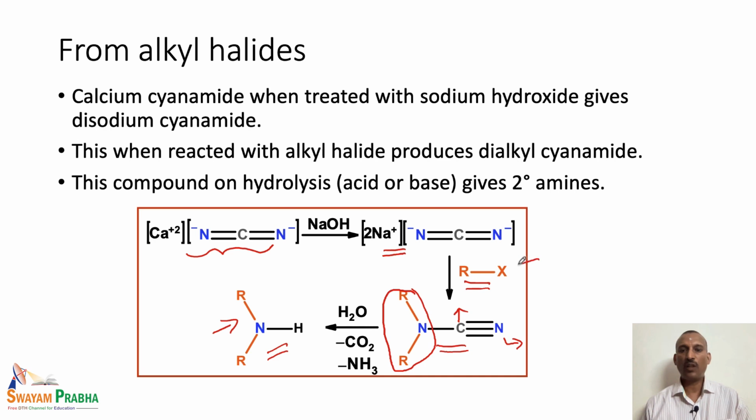So, here again we are using the alkyl halide. We use two equivalents of the alkyl halide because there are two sodium units present in the sodium cyanamide. So, these two sodium units are replaced by two alkyl units. That is the reason we have to use two equivalents of the alkyl halide for this reaction to be successful. And the last step is nothing but the hydrolysis of this dialkyl cyanamide.